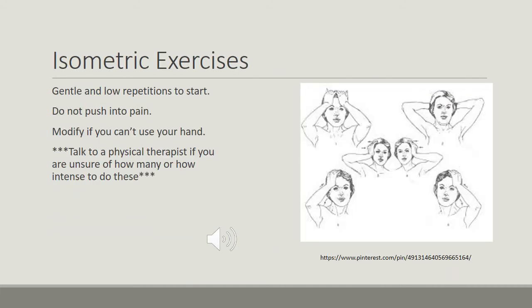Now, as we dive into what to do, we're talking about isometric exercises here first. Remember that this is not diagnostic or prescriptive. Please, please, please talk to a physical therapist if you are unsure of how many or how intense to do these exercises. What should you do? Take, for example, as Dr. Patty typed out, that we can modify if you can't use your hand. Perhaps it bothers you to have your shoulders up in that much flexion. Please talk to somebody to help you modify this exercise, as we definitely want gentle and low repetition count to start and not pushing into pain at all.